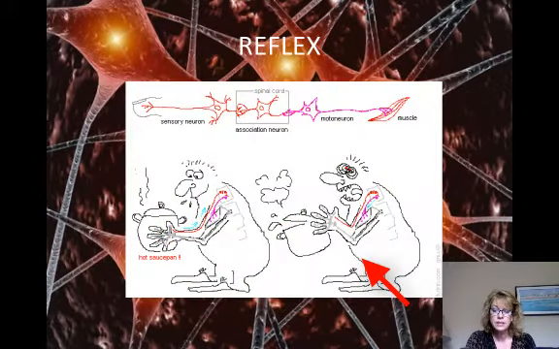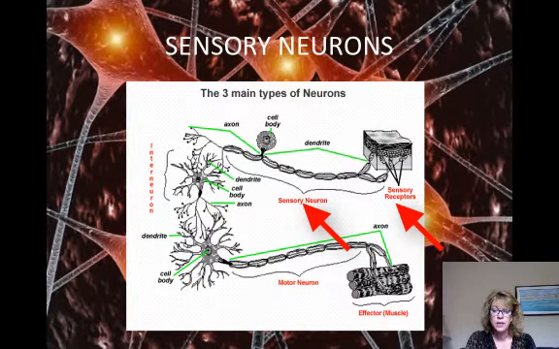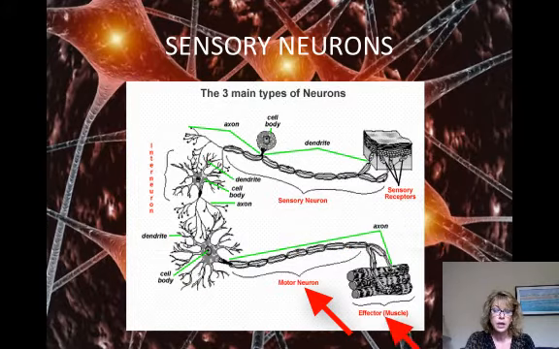A reflex is the simplest type of nerve circuit. Sensory neurons receive information from the receptors. The information is passed to the motor neuron, which signals the effector cell. Interneurons communicate with other neurons.